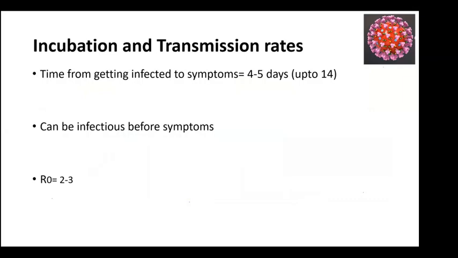So you can have people who are out in the community doing their normal daily routine and actually spreading the virus without them knowing. And the coronavirus has something called an R0 value of 2 to 3, depending on what study you read. So what's that? I'll try my best to explain that.